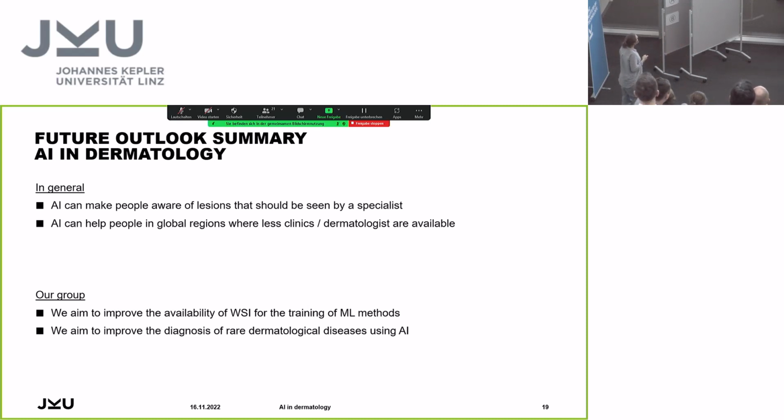And in our group, the aims are to improve the availability of whole slide images for the training for the ML community, and also to improve the diagnosis of rare dermatological diseases with the help of AI.